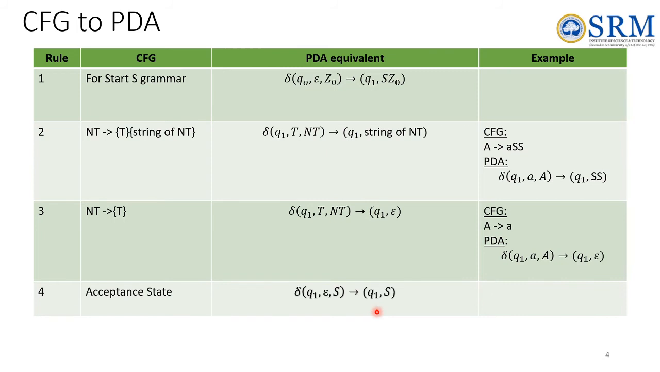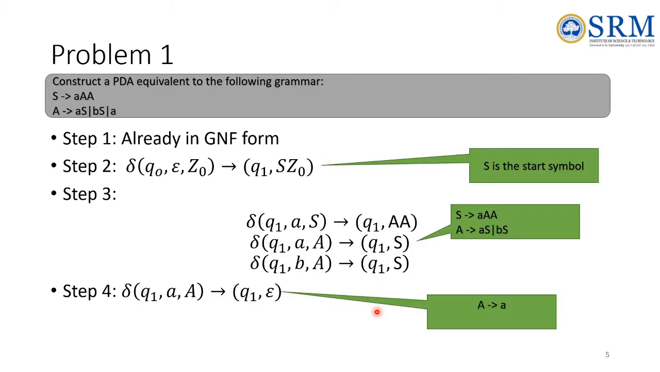Very simple actually. So let me show you a very simple example which is already in GNF form. So this is already in GNF form. I have only these symbols. So first, mandatorily, write this S, which is the start symbol. δ(Q0, ε, Z0) is equal to (Q1, S Z0). Write it for the start symbol.